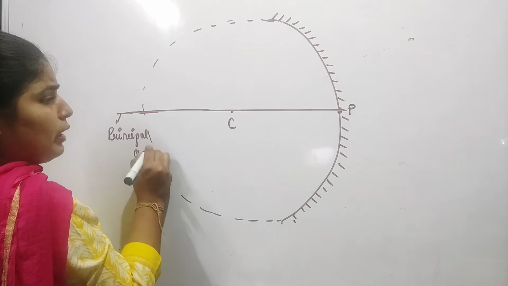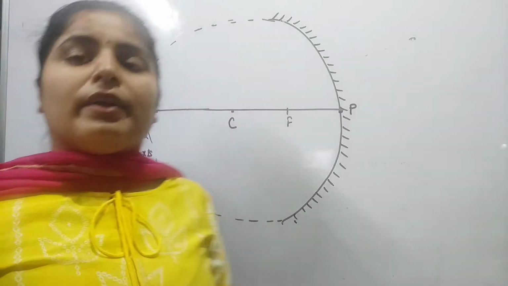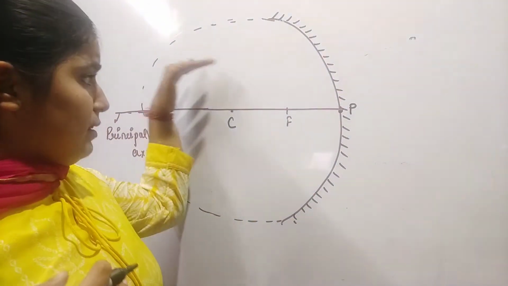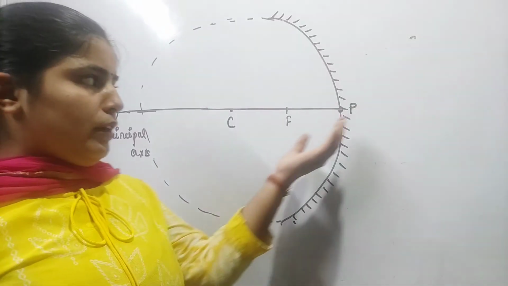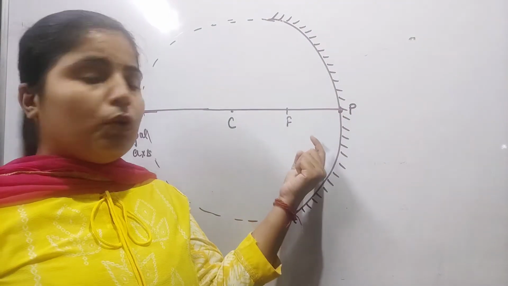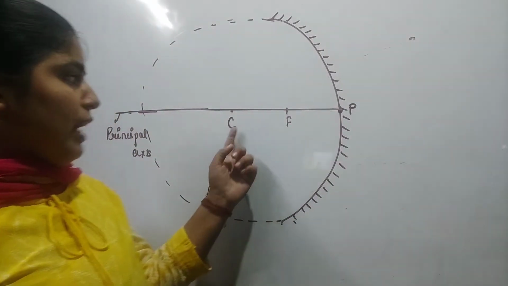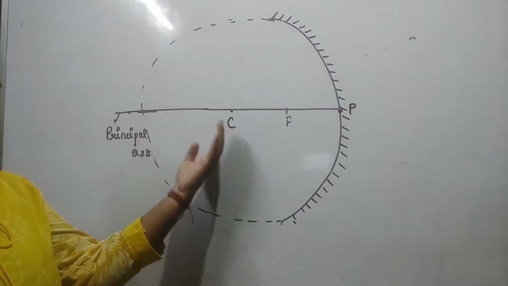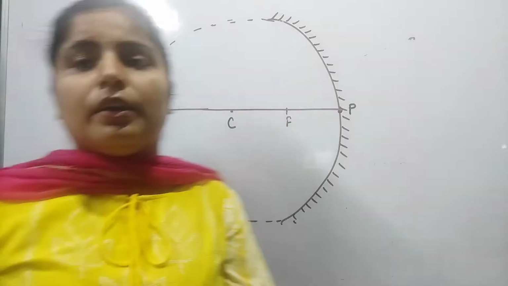In between the pole and the center of curvature, the focus is also there. The ray which is parallel to the principal axis passes through the principal focus, as we have discussed earlier. We can place the object at different places: between the focus and the pole, at the focus, between the focus and center of curvature, at the center of curvature, between C and infinity, and also at infinity. Finally, we can obtain different kinds of images.